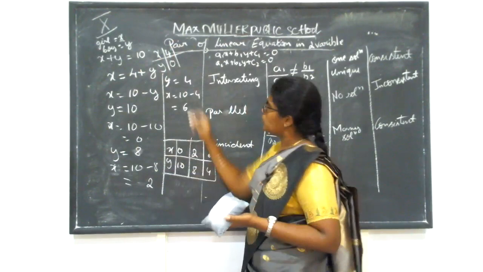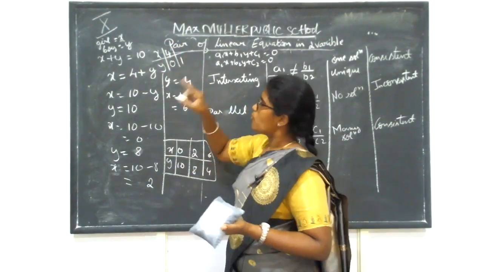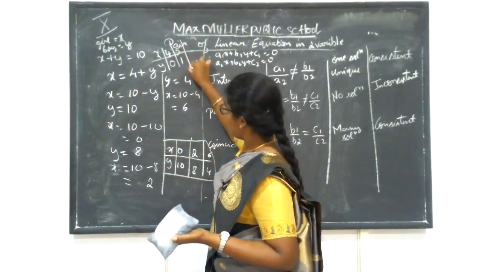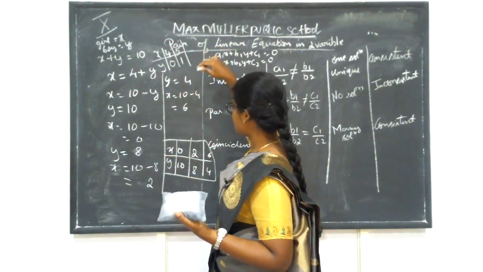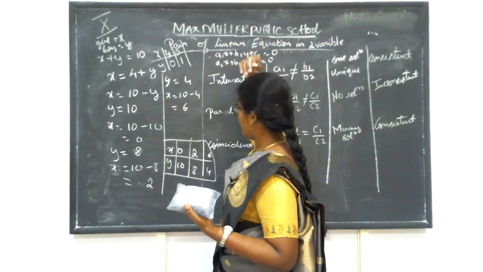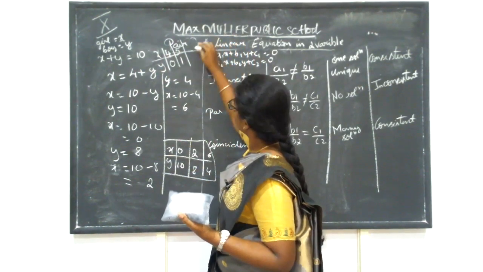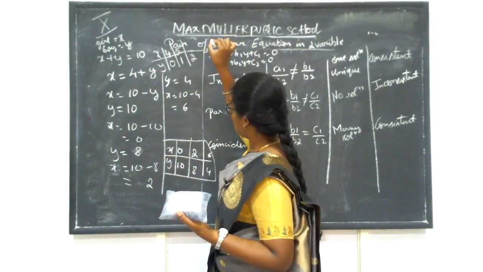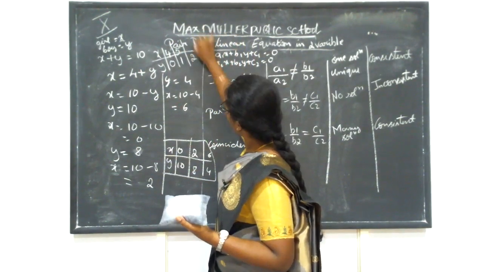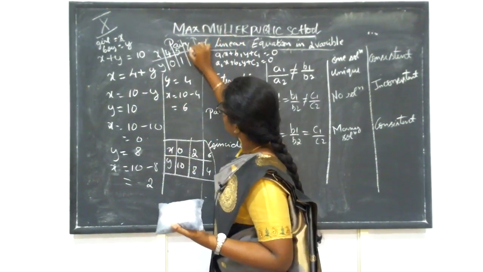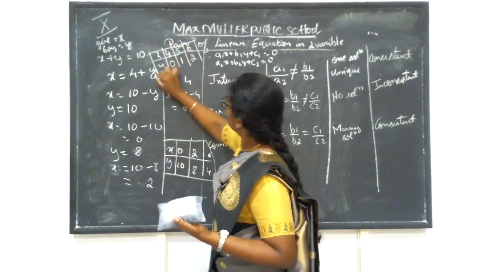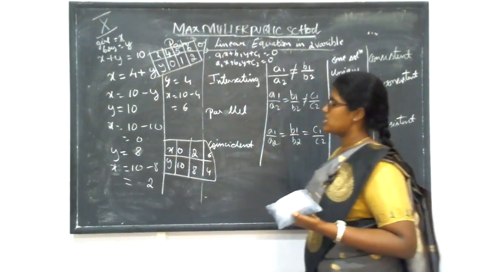When y is equal to 1, what happens to x? 4 plus 1 will be 5. Then when y is equal to what? 2. When y is equal to 2, what will you get? x as 4 plus 2, which is 6. So you are going to get the two equations in this form.